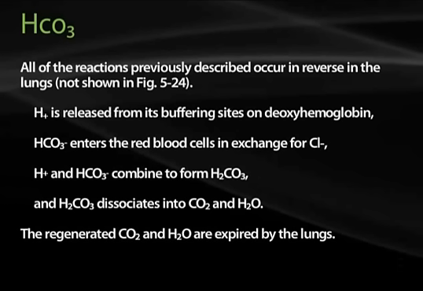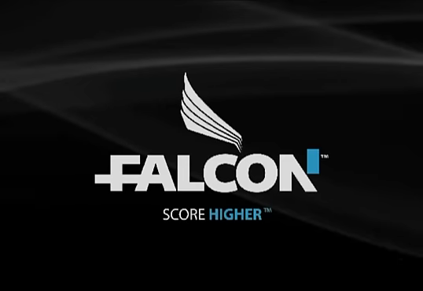Then, all of these reactions happen in reverse in the lungs. It's not shown in figure 5-24. Hydrogen ion is released from its buffering sites on deoxyhemoglobin. Bicarb enters back into the red blood cell in exchange for chloride ions. Hydrogen and bicarb combine to form H2CO3, which dissociates into CO2 and H2O, and the regenerated CO2 and H2O can be exhaled in the lungs. That's our discussion of the transport of carbon dioxide.